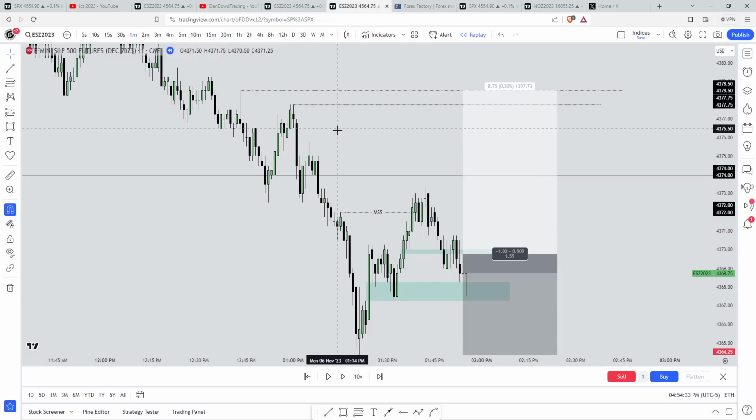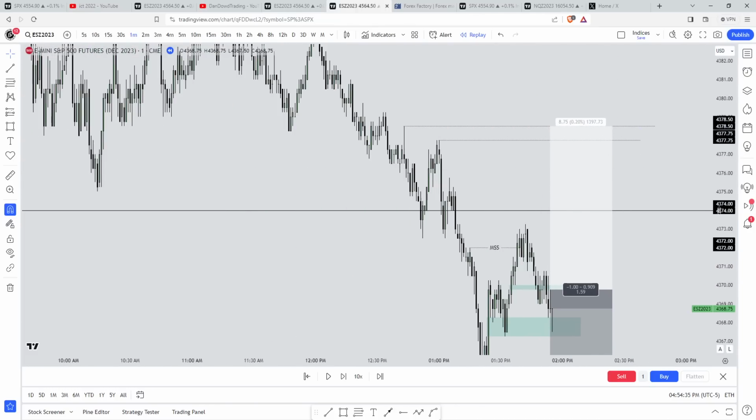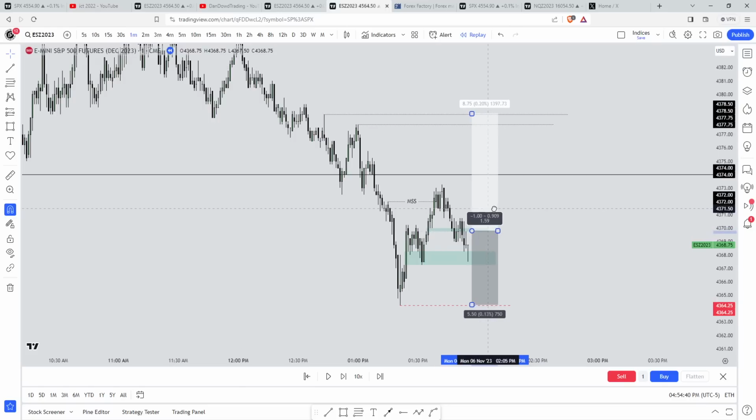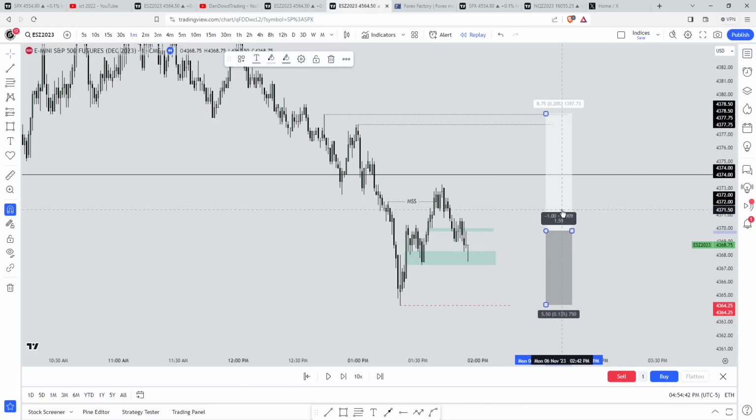That would be a low-hanging fruit target because they're relatively close to each other. This is a 1 to 1.5 RR trade. In the strategy that I use, it is at least a 1 to 1.5 RR trade every single time. It could be as high as a 1 to 5. So I just cannot go lower than a 1 to 1.5.